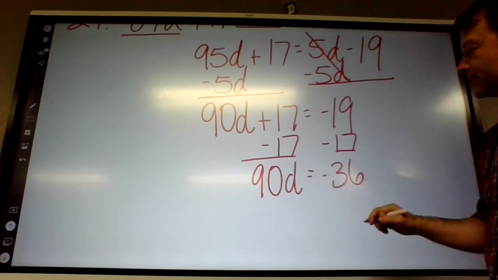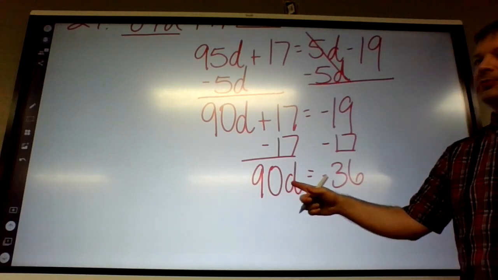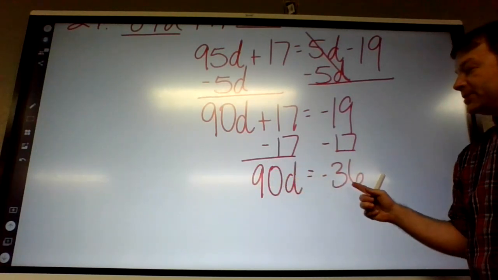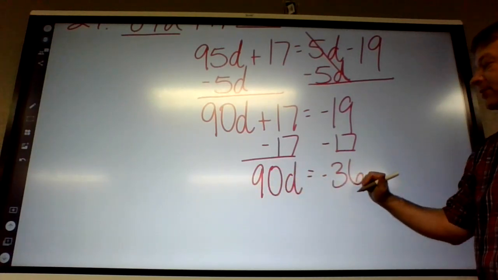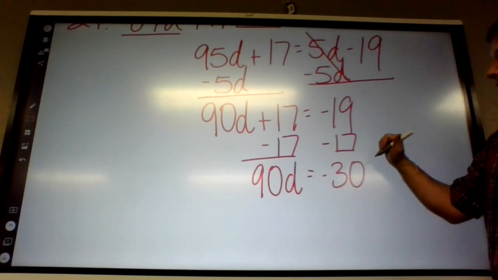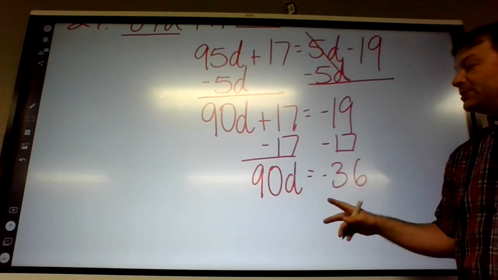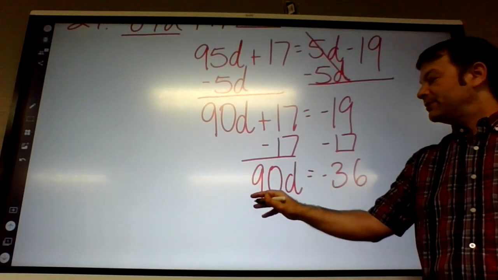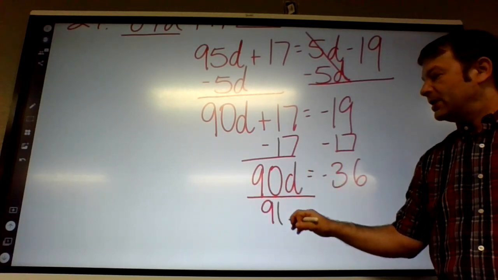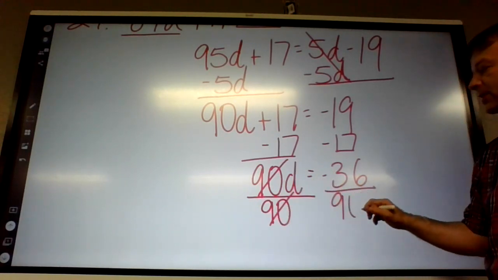It's a messy one, isn't it? Some of you, when the numbers get weird, start dividing by the wrong number, like 90 divided by 36, especially if this was like a 30. A lot of you would do 90 divided by 30. That's not right. So this is one of the reasons I want you guys to show your work on both sides and everything. Make sure you get it right. To get rid of this 90, we're dividing by 90. So it's negative 36 over 90.